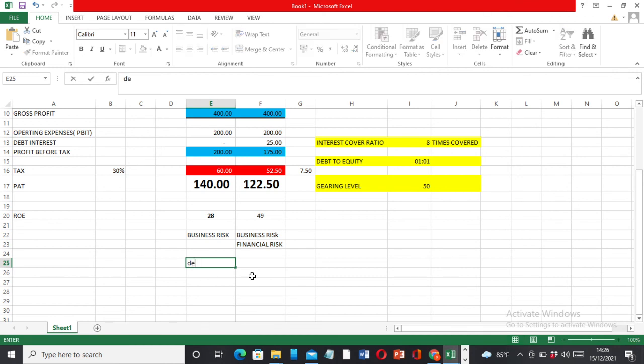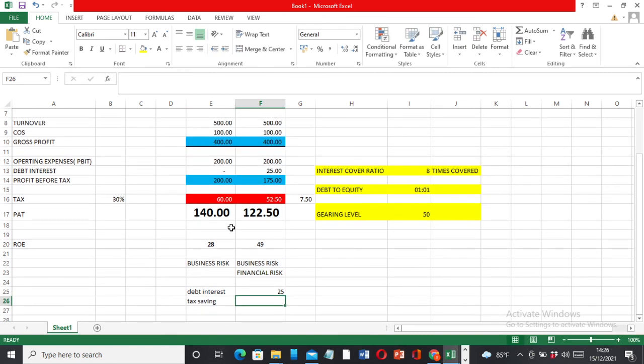So we have a debt interest of 25 million, which we calculated before. Because we are paying 25 million, we were able to reduce the tax. How much was the tax savings? 7.5. So company A pays 60, we pay 72 because we reduced the profit by 25 million. So we are saving tax of how much? 7.5. So that's a clear tax savings, right?